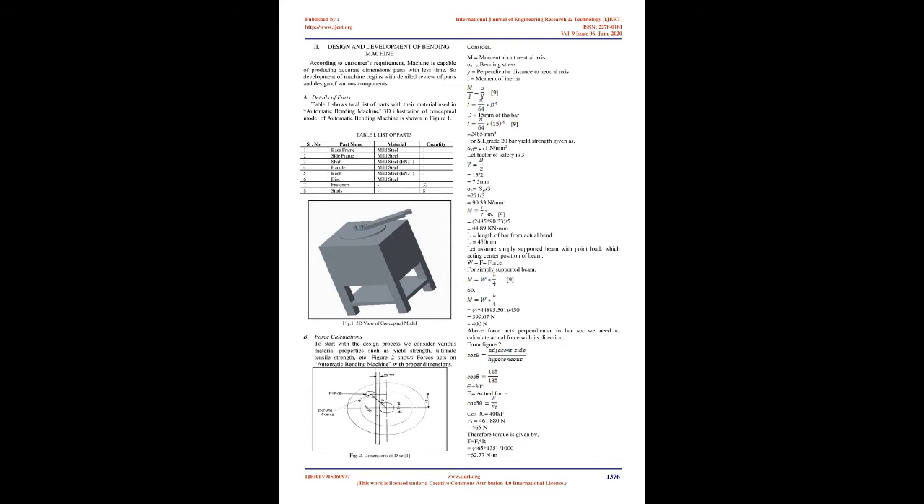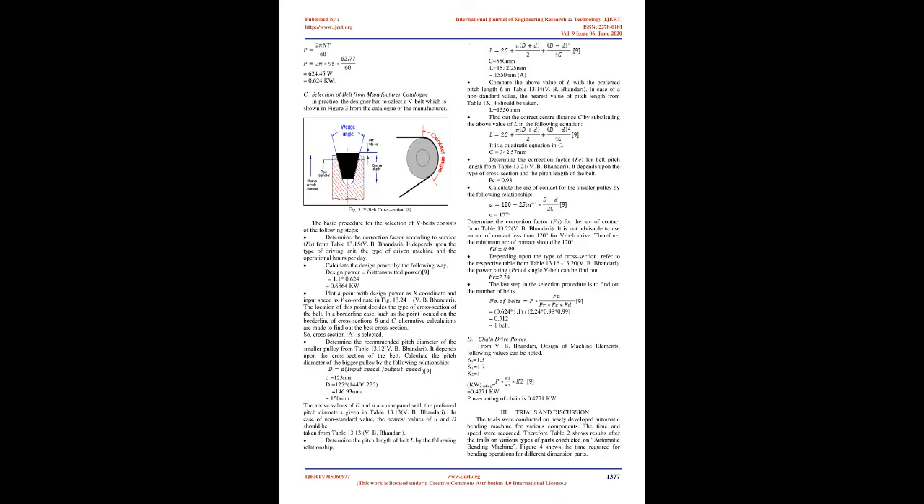Determine the correction factor according to service, FA, from table 13.15, VB Bundari. It depends upon the type of driving unit, the type of driven machine and the operational hours per day. Calculate the design power in the following way. Design power equals FA times transmitted power, equals 1.1 * 0.624, equals 0.6864 kilowatts.